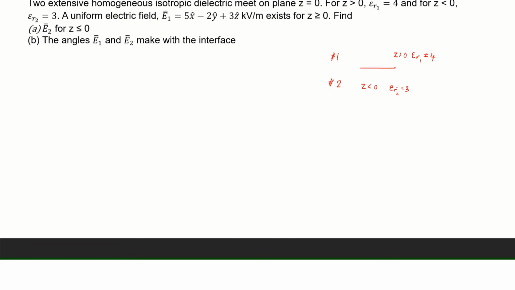So you can see that each component is made from different materials. Both of them are dielectric, but the types are different. A uniform electric field E1 equals 5x minus 2y plus 3z kilovolt per meter exists for z larger than or equal to 0. You need to find E2 when z is lesser than or equal to 0, and the angles that E1 and E2 make with the interface.